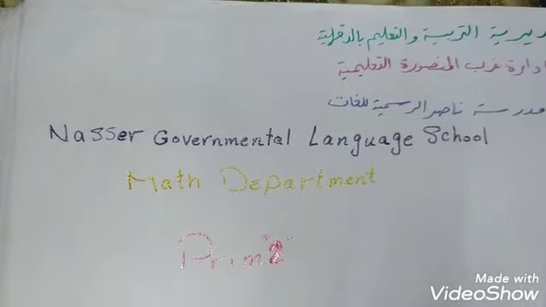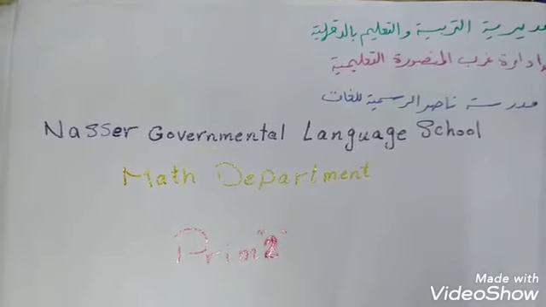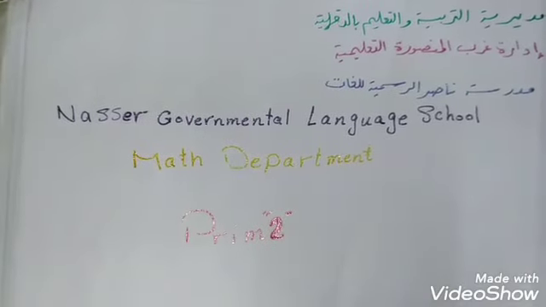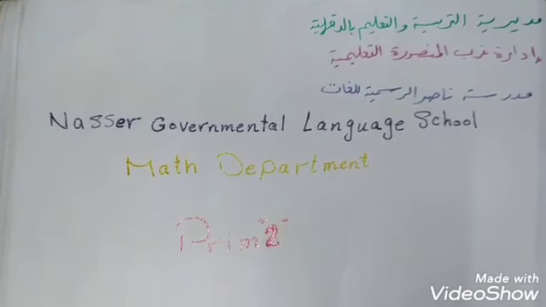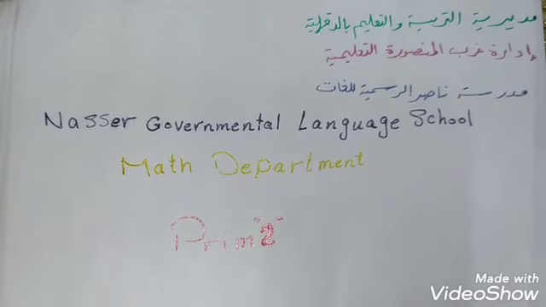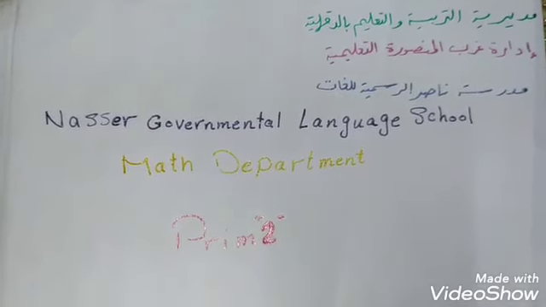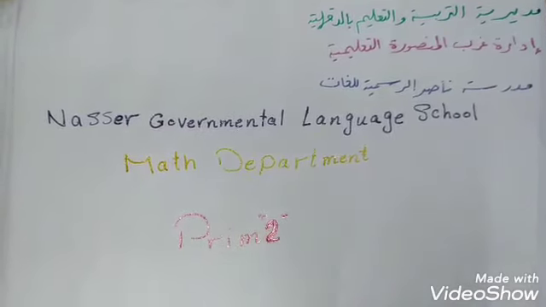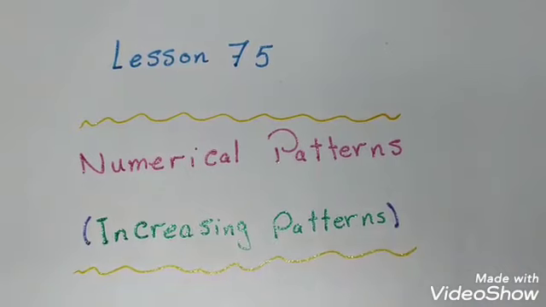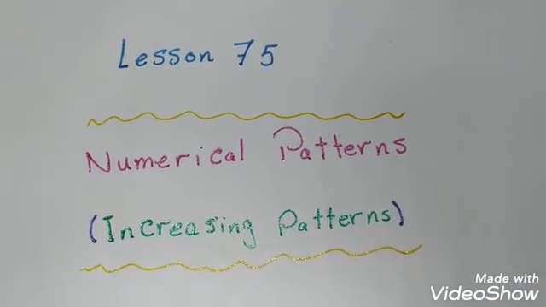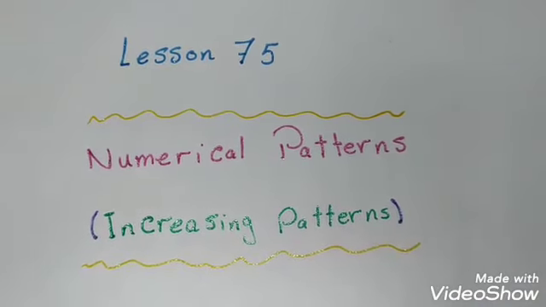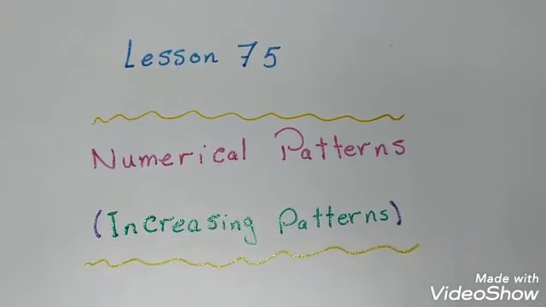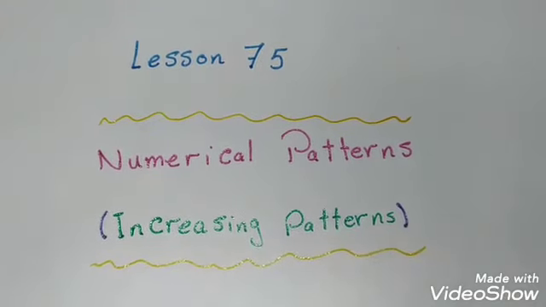Dear students, really missed you so much and we all hope that you come back to school again. From Nasser Governmental Language School and from the Math Department, for Prime 2, it's a pleasure to present to you our math lessons. Starting with lesson 75, which is about the numerical pattern, and in fact it's about the increasing pattern, while lesson 76 is about the decreasing pattern.